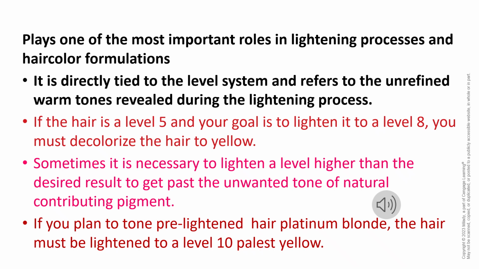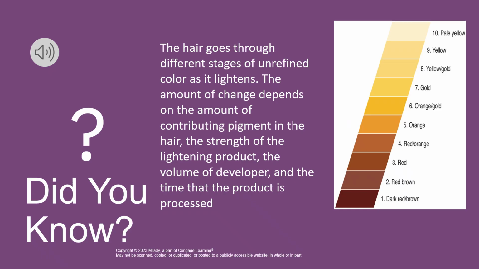Sometimes it is necessary to lighten a level higher than the desired result to get past the unwanted tone of natural contributing pigment. If you plan to tone pre-lightened hair platinum blonde, the hair must be lightened to a level 10 palest yellow. Did you know the hair goes through different stages of unrefined color as it lightens? The amount of change depends on the amount of contributing pigment in the hair, the strength of the lightening product, the volume of developer, and the time that the product is processed.